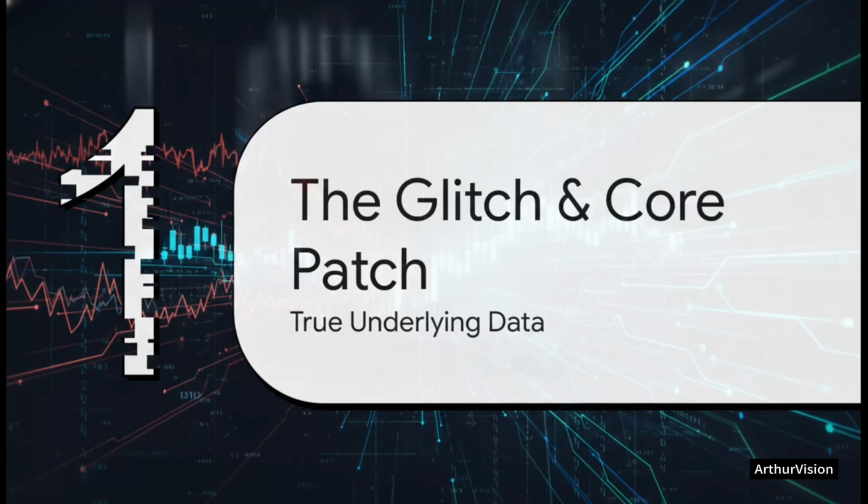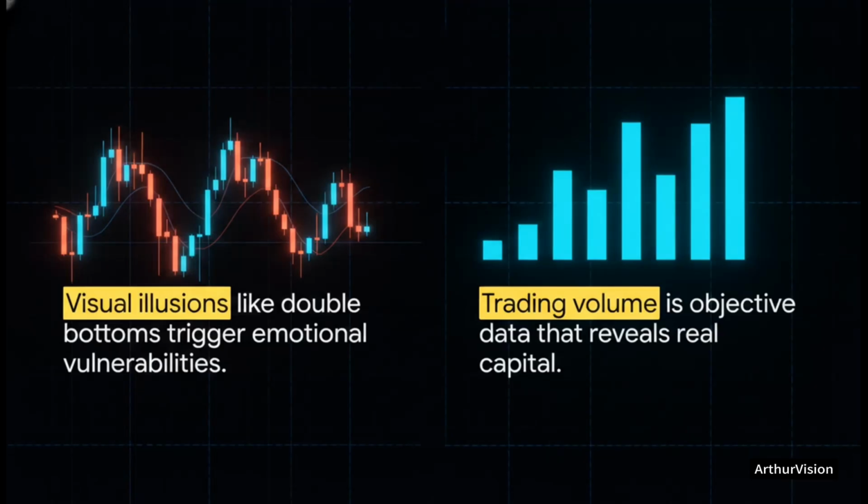Section 1, the glitch and core patch, locking in the true underlying data. Before we can execute trades with any real accuracy, we have to identify the glitches in standard trading habits and focus strictly on the data that actually matters. Think about visual illusions versus objective data. Complex K-line patterns, your double bottoms, your head and shoulders formations, these are often deliberate mirages. They're painted by institutional capital specifically to exploit emotional vulnerabilities, literally designed to trigger your greed or your panic.